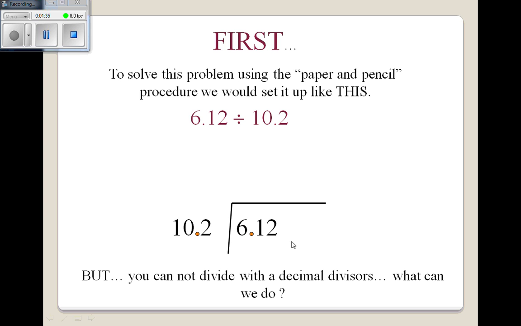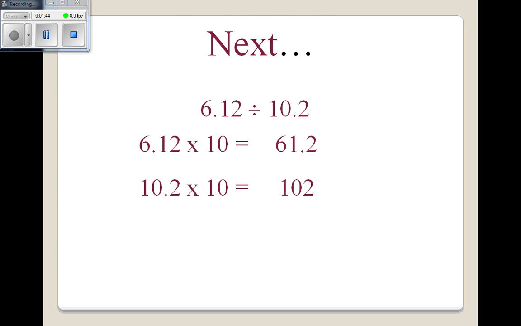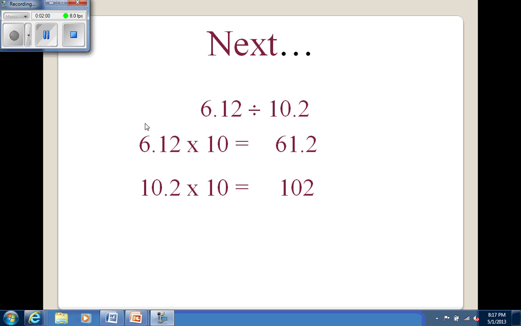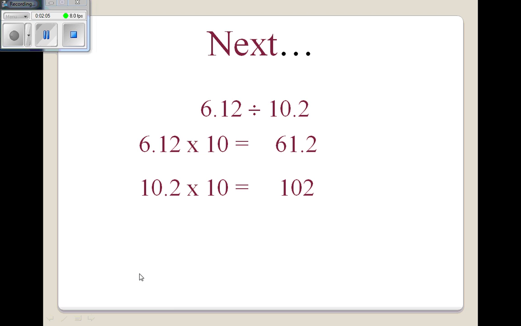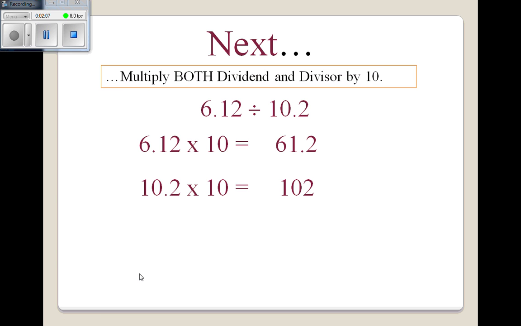But the problem is that we have a decimal in the divisor, and that is not good because we cannot divide with a divisor that has a decimal. So to get rid of that, we're going to do some quick multiplication and multiply each by 10. If you multiply each by 10, you actually get rid of the decimal on the divisor problem. I know that this sounds a little odd, so let's look at it a little bit of a different way.